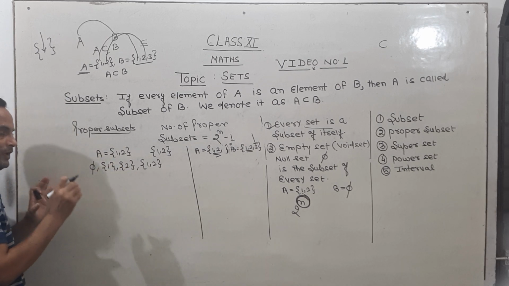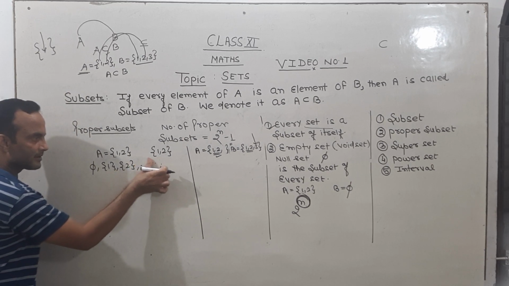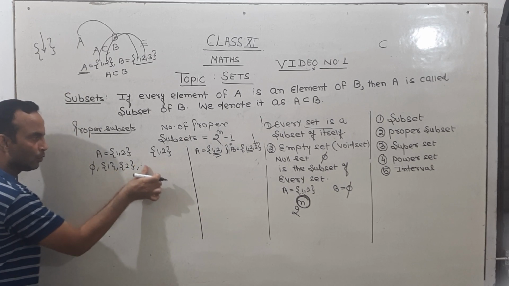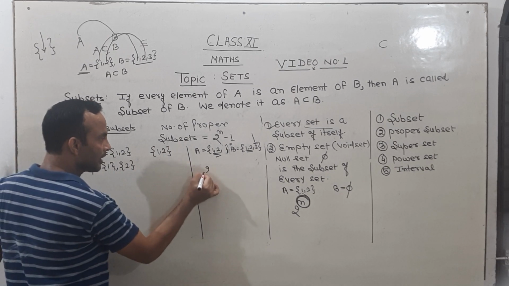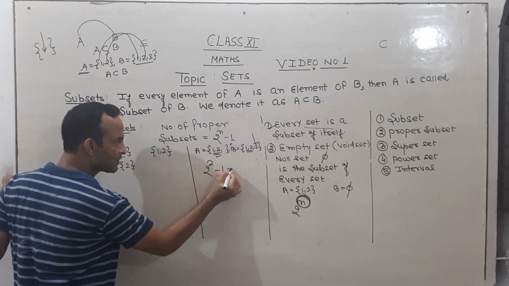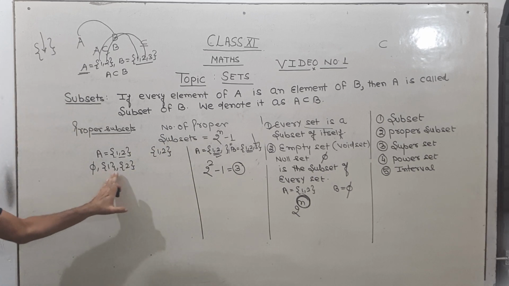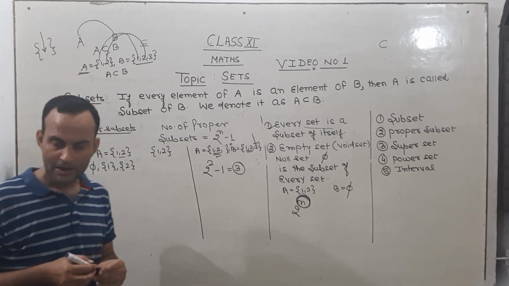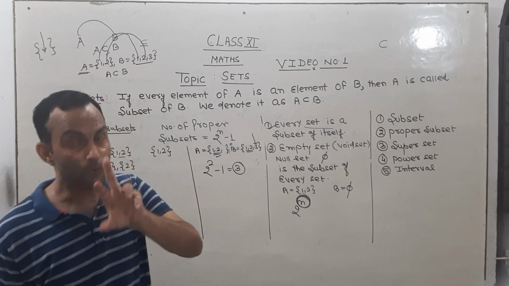But when we are going to write proper subset, then don't write the set itself. Set is not included in proper subset. Okay, you can see here how many elements are there, 2. So 2 raised to the power 2 minus 1, which is equal to 3. So number of proper subsets are what? 3. Okay, I hope you understood well the concept of subset and the proper subset.